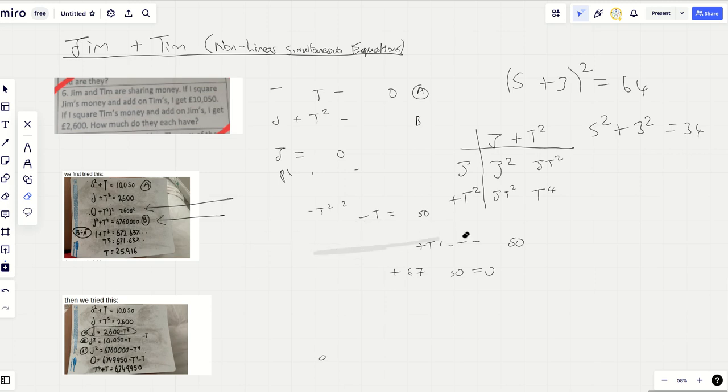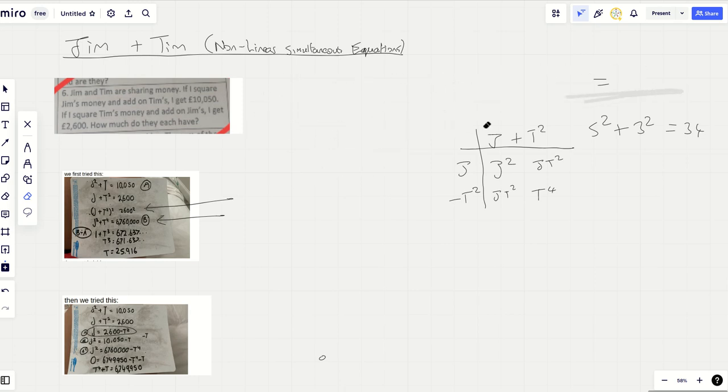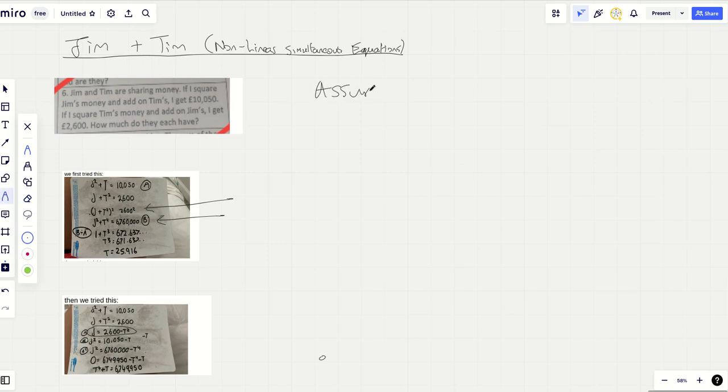So I'm going to try a new approach. My new approach is going to use this idea. I'm going to assume that j and t are integers, yeah? And this should only be done if j and t are definitely integers. Then this approach will work. But I think they should say that in the question to give you even half a chance of getting this, yeah? Assume j and t are integers.